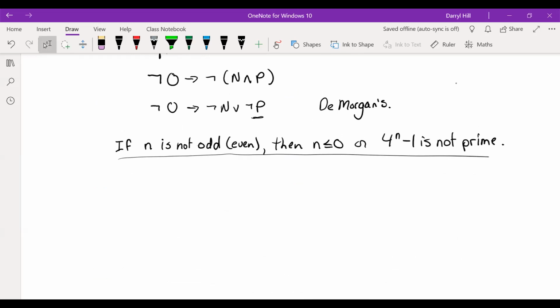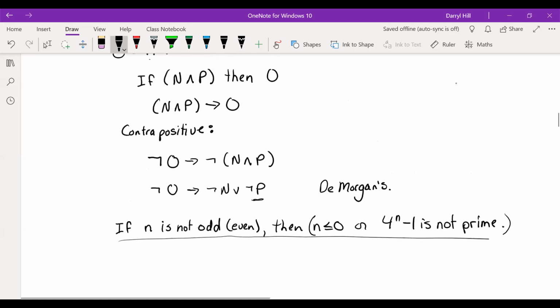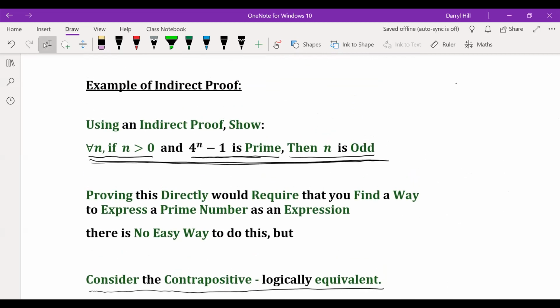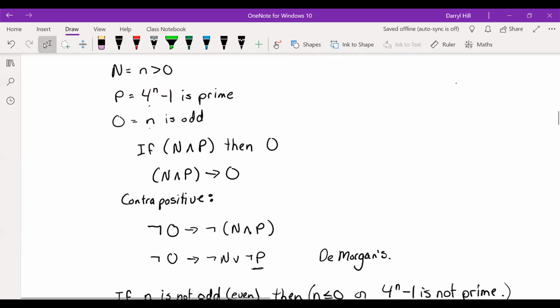Okay, so now we have this sort of disjunction here that we have to argue. However, we can assume that N is not negative, because if we go back to our original expression, if this was false, if N was less than 0, then this expression would evaluate to false implies N is odd, and this is always true because a false antecedent is always true no matter what.